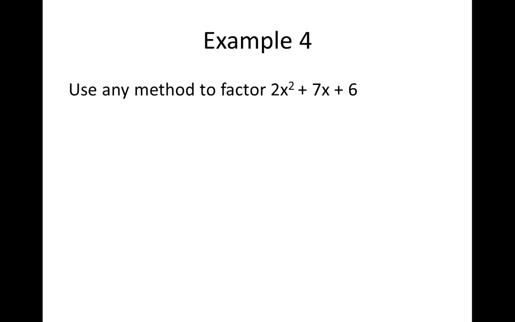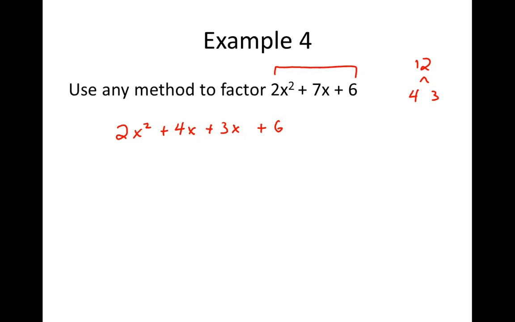So use any method to factor 2x squared plus 7x plus 6. You may want to try using all 3 on the first couple of these just to see which one you gravitate toward. Okay, so it's hard for me to teach trial and error, so I'm going to do the grouping method and see how we go. So we have 2 times 6 is 12. So factors of 12 that sum to 7. Let's see, 2 and 6. No, ooh, 4 and 3. So I'm going to write this as 2x squared plus 4x plus 3x plus 6.